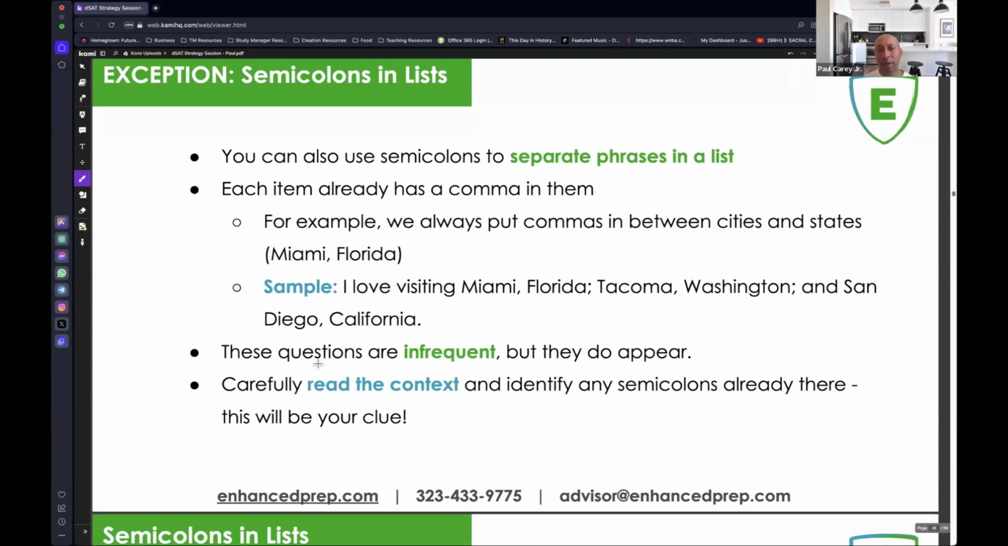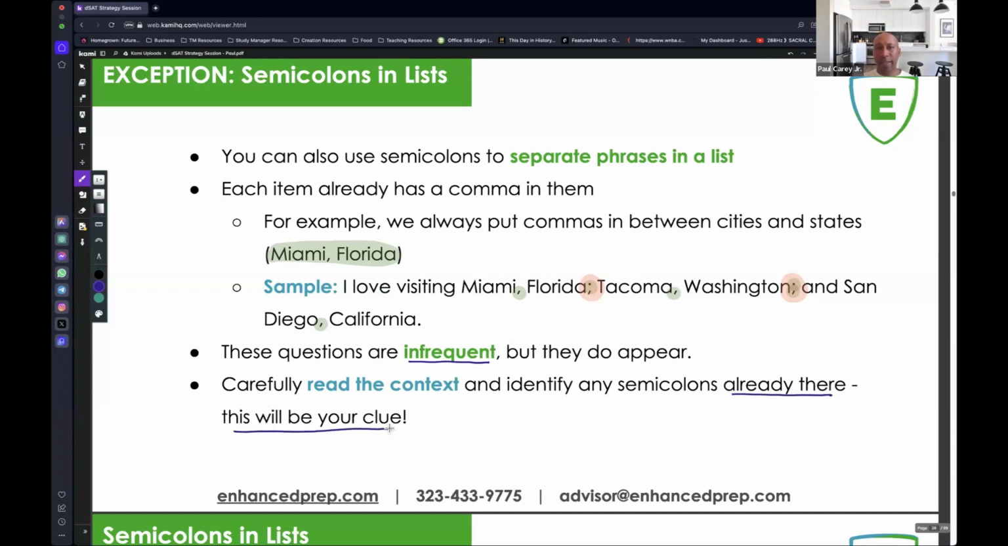So one exception for semicolons is that sometimes they're going to be used for lists where you have commas that are already being used. So say, for example, something like Miami, Florida, if this is going to be in a list, what do we want to do? We don't want to have Miami, Florida with a comma there, and then Tacoma, Washington with a comma there. So we want to make sure that we're thinking about using our semicolons at this portion to make sure that those things are also separated. Okay. These happen very infrequently, but they do appear. So make sure you're just reading the context carefully and then identifying if any semicolons are already there. This will be your clue.